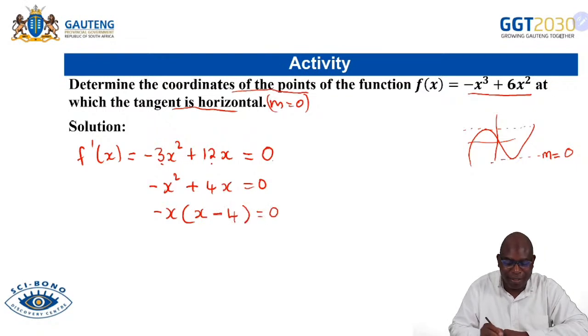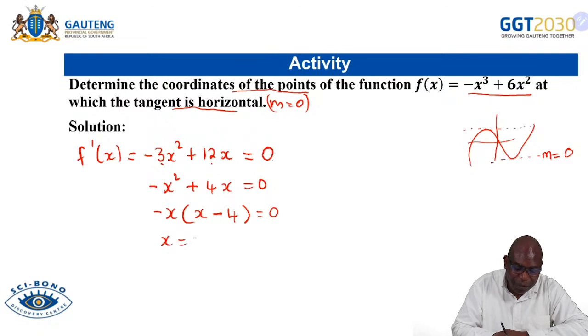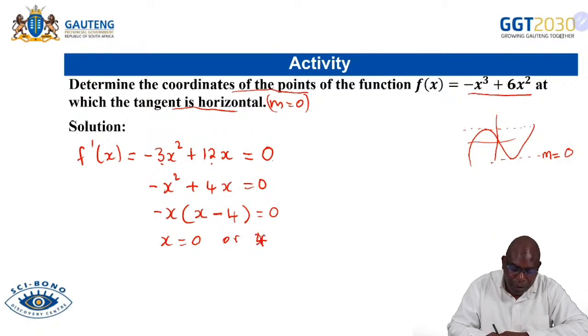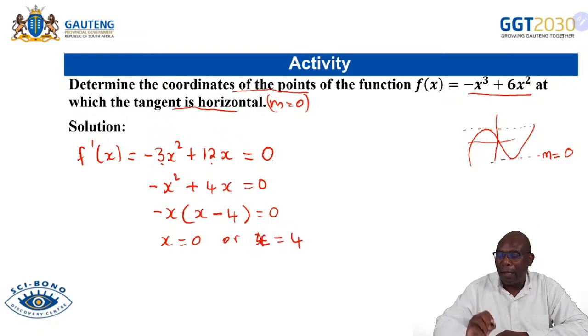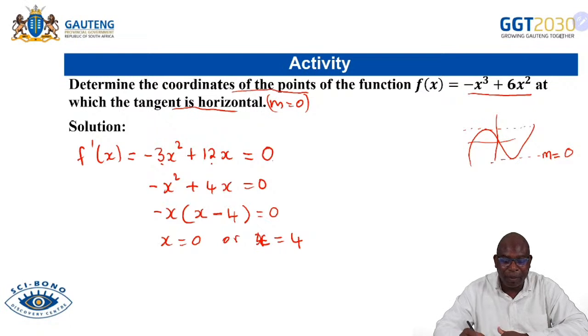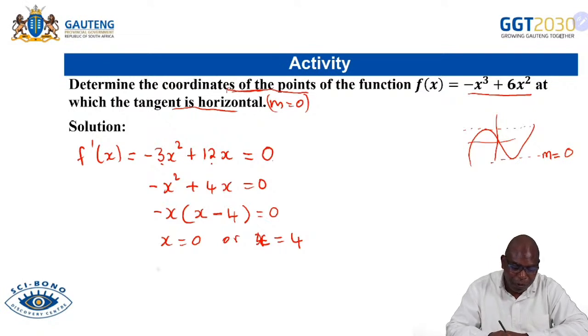Then I solve for x. So my x value will be 0, or my x value will be 4. So I've got the two x values. Let me write this one, x equals 4. Now I've got my two x values, I need my y values. Because remember, I need the coordinates, the x, y. So I'm going to get the values of y there.